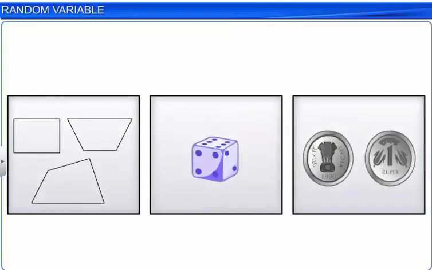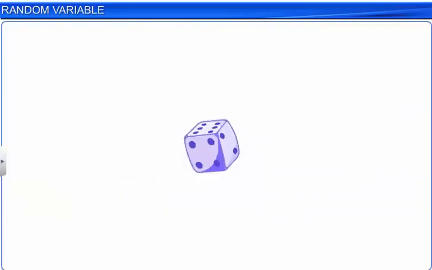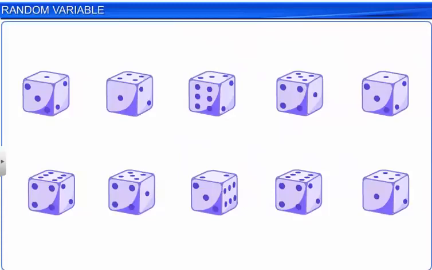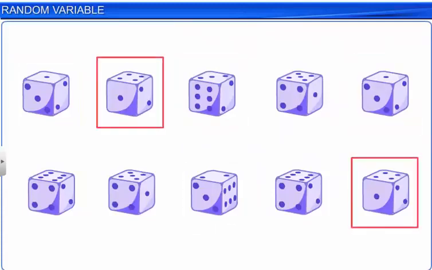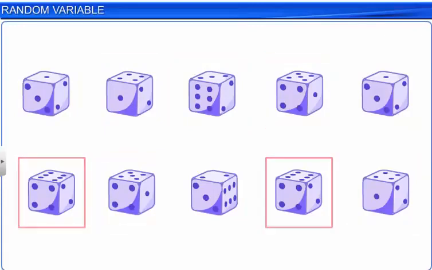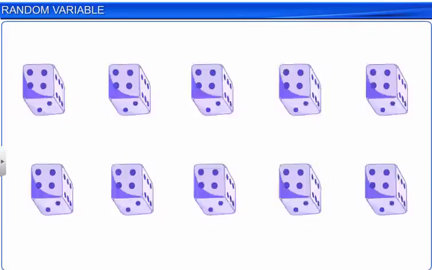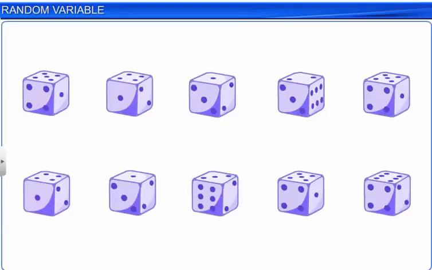In counterpart, let's look at another example where a die is rolled 10 times. The possible results are 1, 2, 3, 4, 5, and 6. Here, it is quite impossible to predict the result if the die is rolled once again. It could be any number from 1 to 6. Such experiments are called random experiments.